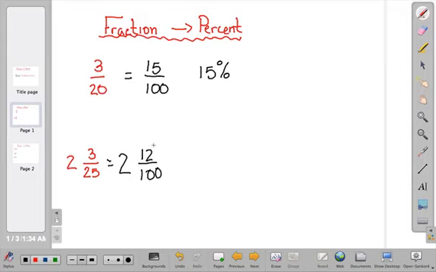So that means my percent is going to be 12, but don't forget about this 2. That means, remember, this is greater than 1, so this is greater than 100%. So this 2 actually goes in the hundredths place. So it's going to be 212%. So this whole number here becomes this number here. So it's 212%.